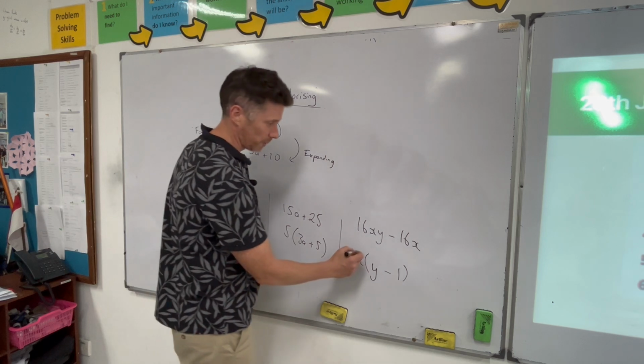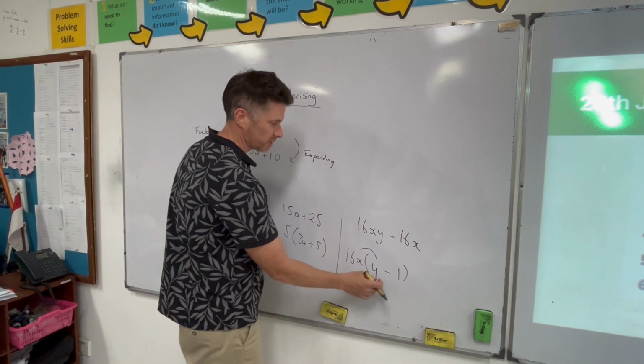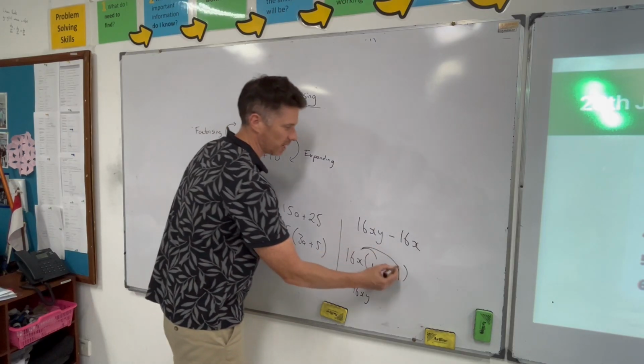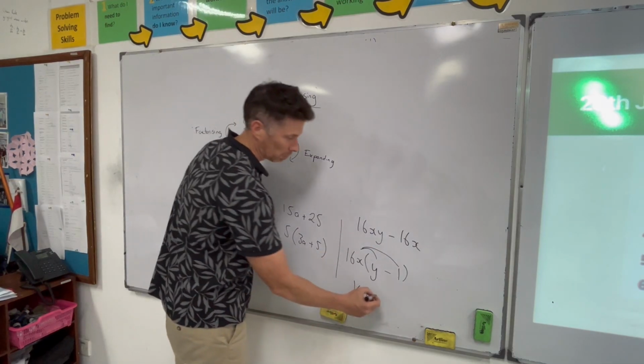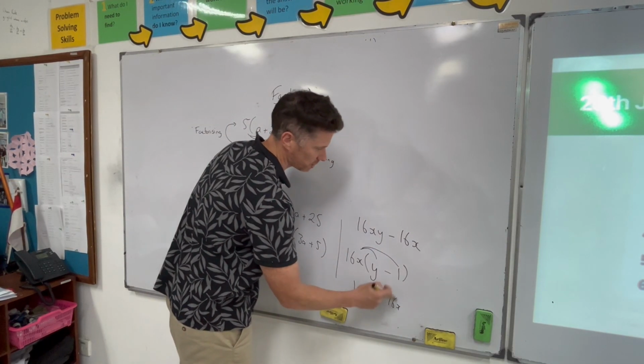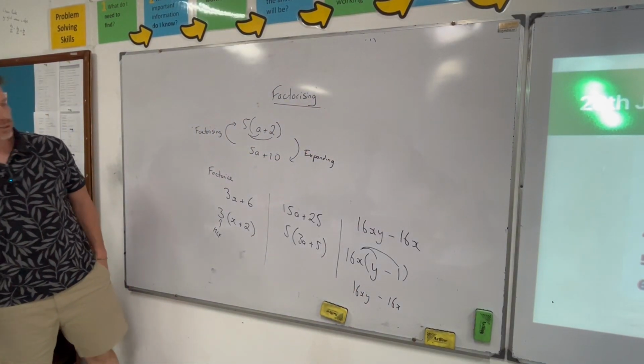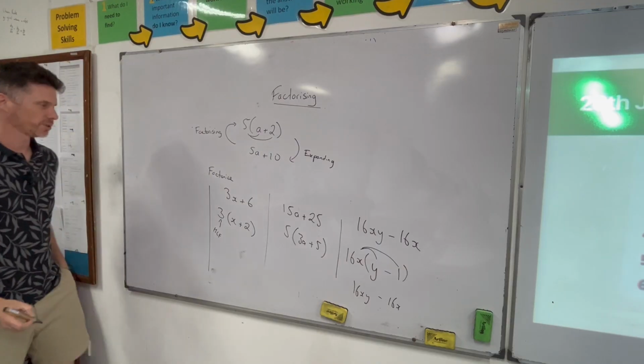So I could test, multiply this again. What's 16x times y? Well, it's just 16xy. And what's 16x times itself once? It's just 16x. And it's a minus. There's nothing to change the sign, so minus 16x. Okay, let's do one last one, and then we'll get your scores from the starter.